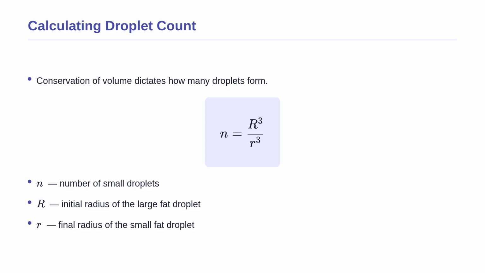The variable n is the number of small droplets. Capital R is the initial radius of the large fat droplet, and lowercase r is the radius of the new small droplet. If the small radius r decreases, the number of droplets n grows incredibly fast because we are dividing by a cubed number.